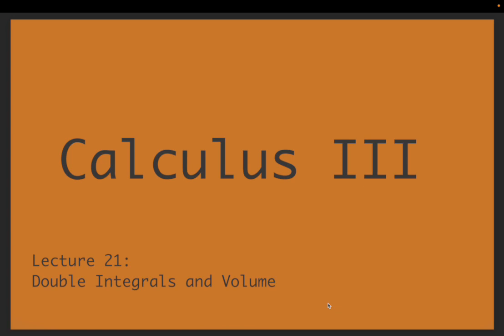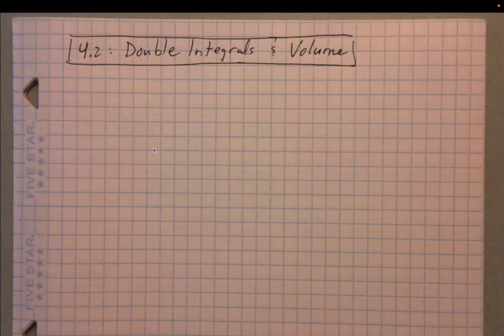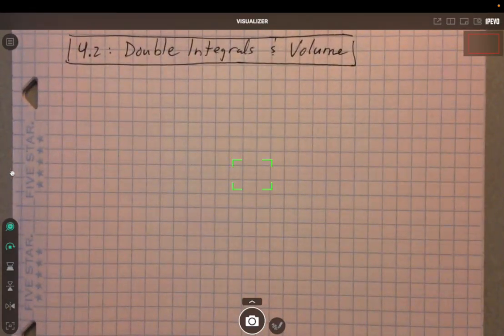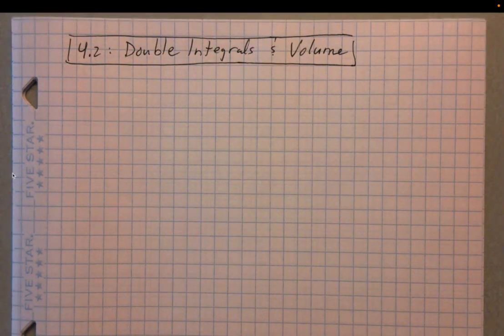This will be lecture 21 of the course. And in this lecture, we're going to expand on the results of lecture 20, where we talked about iterated integrals. And we're going to formally introduce the double integral and talk about how to solve volume problems using the double integral. All right, so let's go ahead and jump into it. So we'll call this section 4.2, double integrals and volume.